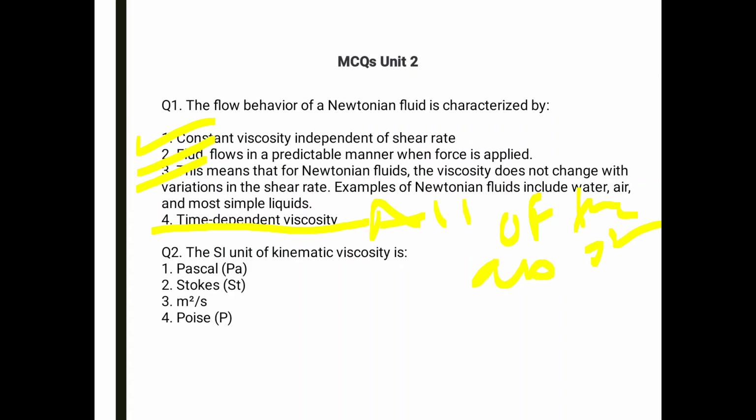Example, that is water. Next question, the SI unit of kinematic viscosity is 1 Pascal, second Stokes, third meter square per second, and fourth Poise. So third is the correct, meter square per second.